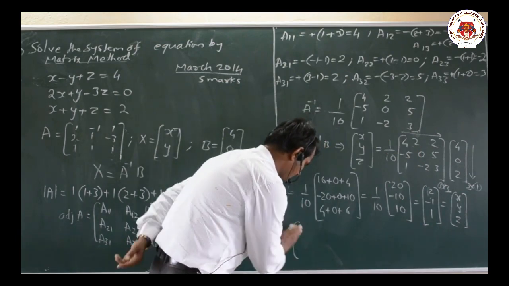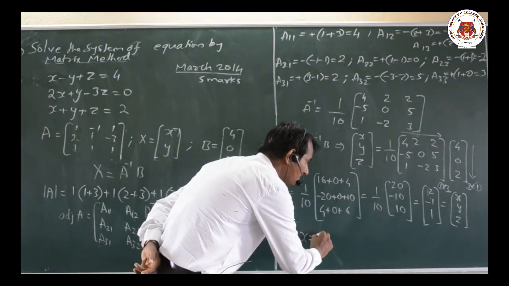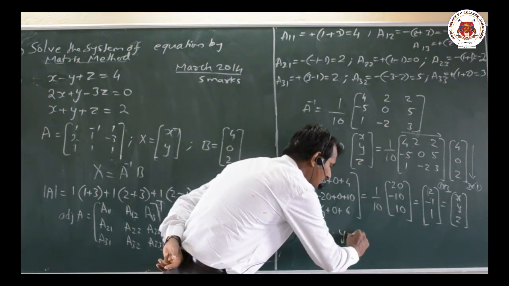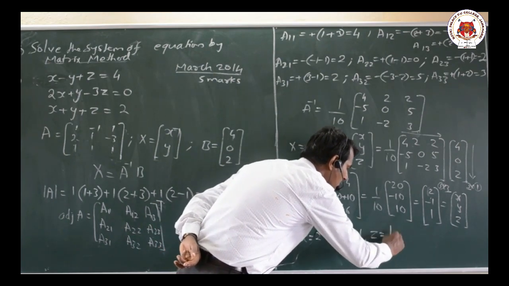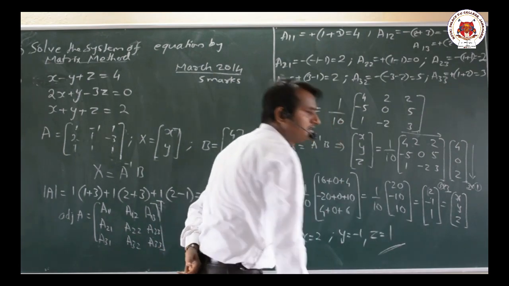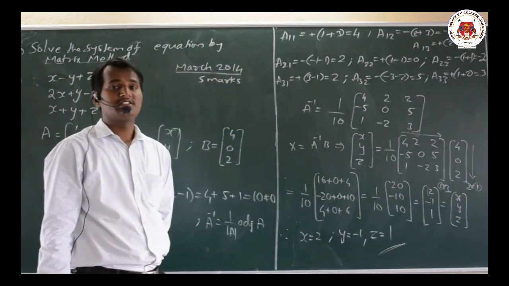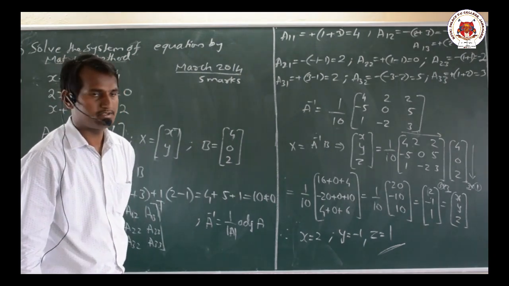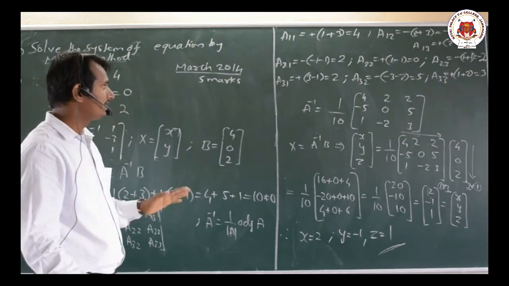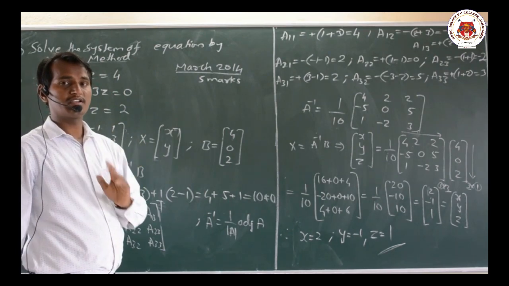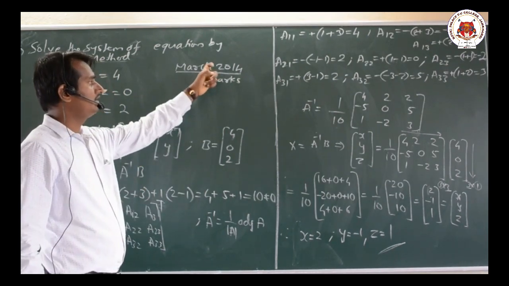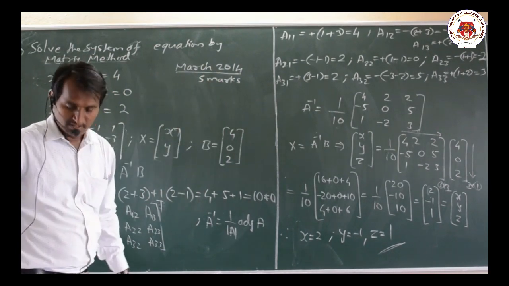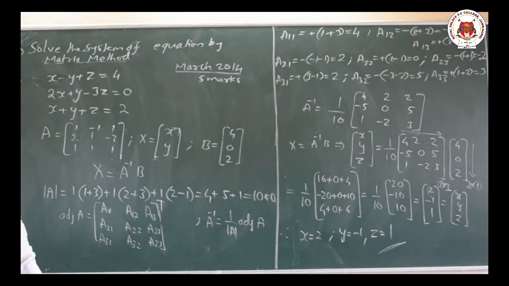Therefore these are the values of x, y and z. That is, x equal to 2, y equal to minus 1, and z equal to 1. That is your required result of the linear system of equations in 3 variables. Okay dear friends, it is a very important problem asked in Karnataka State PU Board in 2014 for 5 marks. So dear friends, please pause the video to note it down.